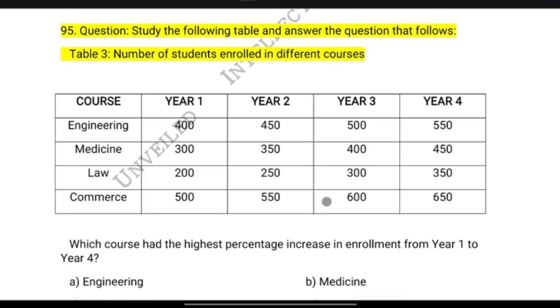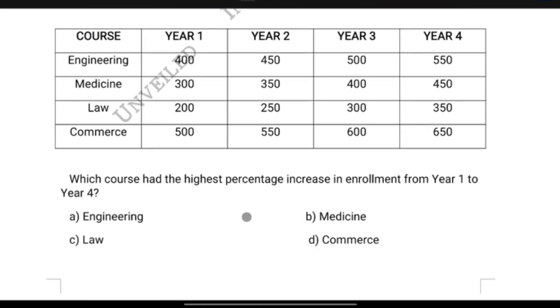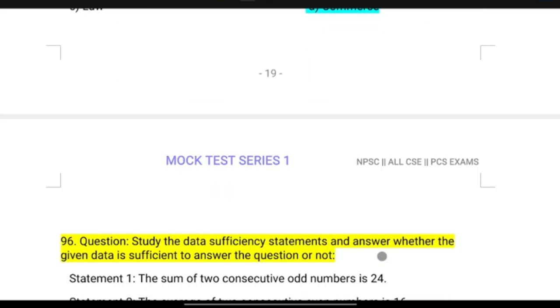95. Question. Study the following table and answer the question that follows. Table 3. Number of students enrolled in different courses. Which course had the highest percentage increase in enrollment from year 1 to year 4? Correct answer. D. Commerce.